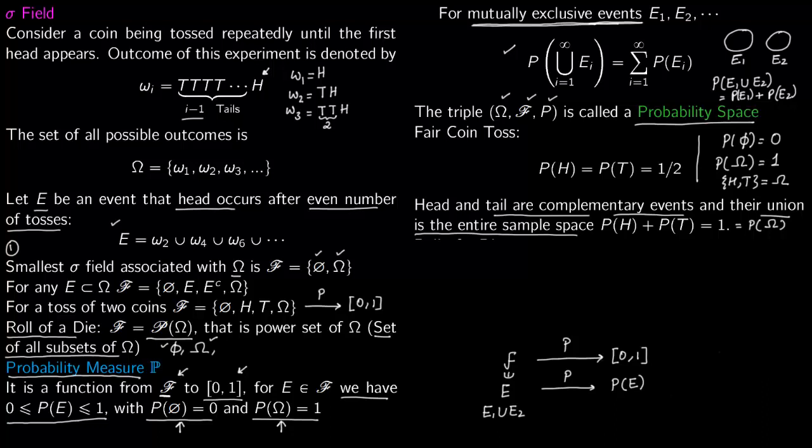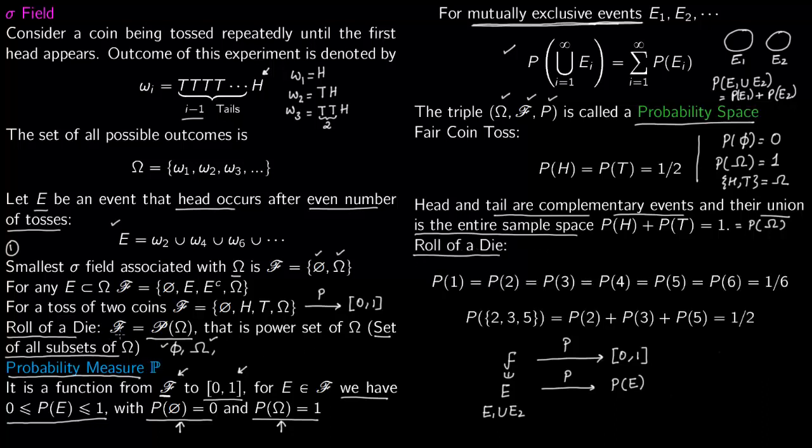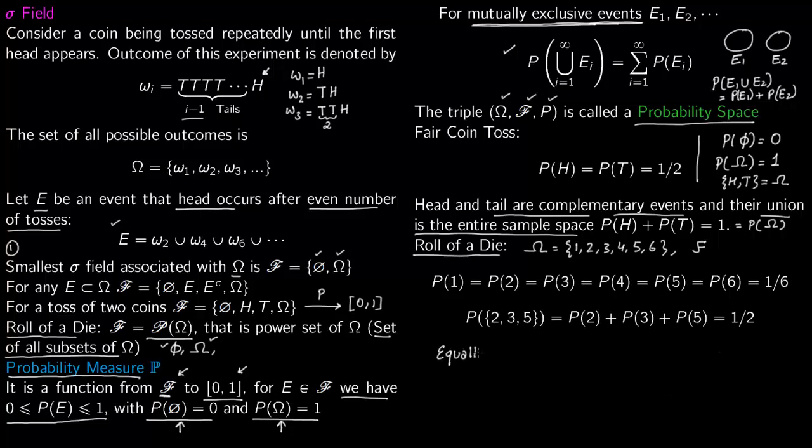Now we talk about roll of a die. So here we had the sample space as 1 2 3 4 5 and 6, and the sigma field on it is just all the subsets of omega. This is a fair die, so all the outcomes are equally likely. So we are going to write down the principle of equally likely outcomes. So equally likely outcomes, you have number of favorable outcomes divided by the number in the sample space.